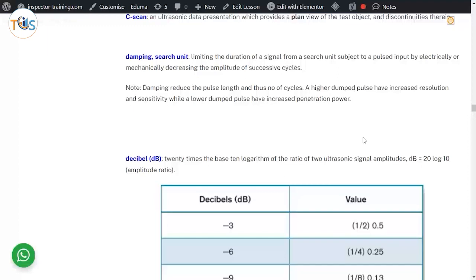But then you get too much noise in the result, and you need to distinguish which pulse is the initial pulse, which is the back wall echo, and what is coming from the defect. There would be too many signals. You don't want that, so that's why you damp it. Just send one peak, damp it, and then you get increased resolution and sensitivity.